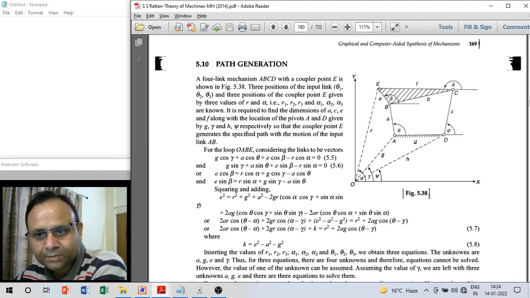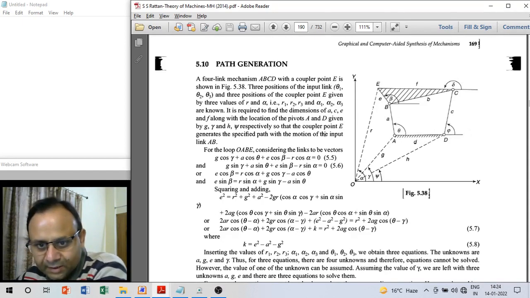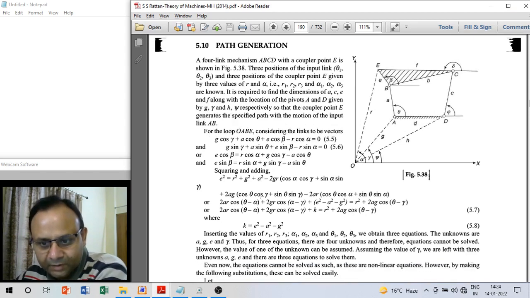E is the point on the coupler which follows the desired path, and then equations are written for some loops. You can consider a loop here like this: O, A, B, E, O. For this loop an equation is written, then for another loop an equation is written. Some variables are eliminated from those, and then you get an equation which will have three unknowns, and there will be three equations corresponding to three positions of point E: E1, E2, E3. So you just solve them.